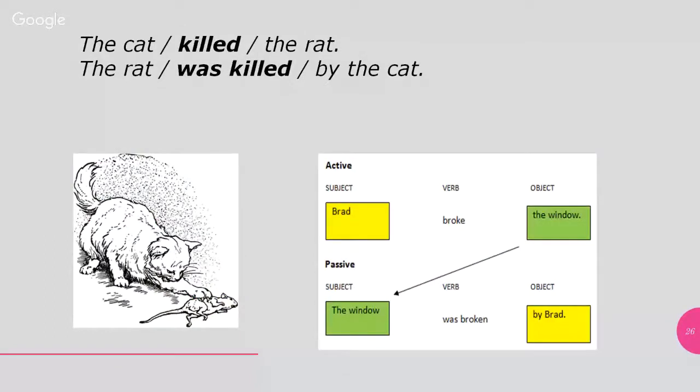The cat killed the rat. The rat was killed by the cat. Brad broke the window. The window was broken by Brad.